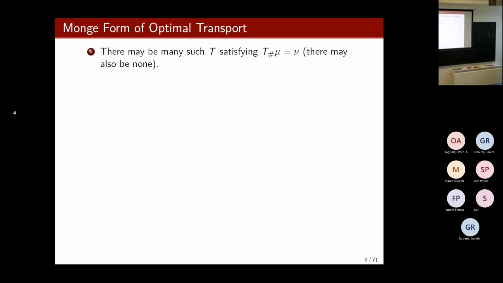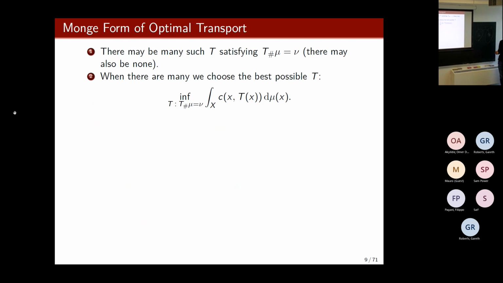So this is the measure mu, this is the measure nu. I've colored it so you can see how, after rearrangement, T has distorted this measure. There can be many such maps T satisfying this conservation constraint. There could also be none. When there are lots of different maps, then of course we choose the best one. This means our Monge optimal transport problem is to minimize the cost of moving from x to T of x, integrated with respect to mu of x, and we minimize this over the set of transport maps which push forward mu onto nu.